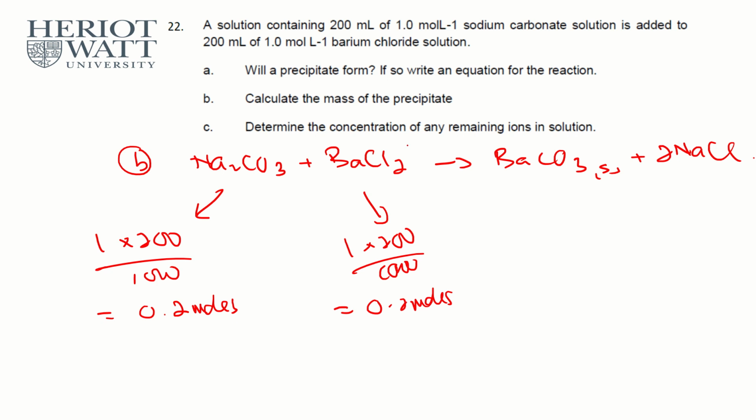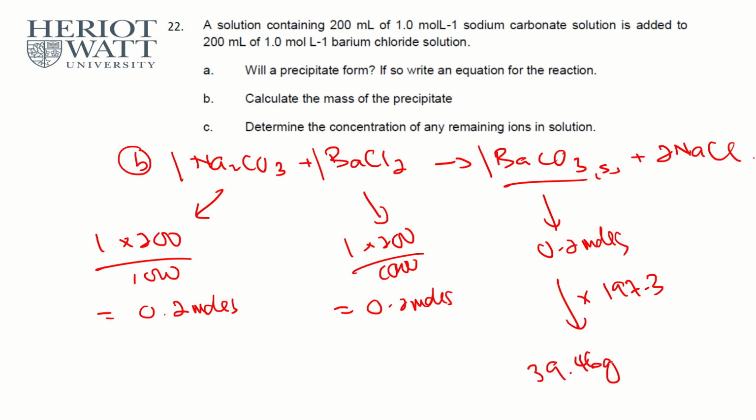All right. So in this case, what is the mass of the precipitate? 0.2, 0.2. The ratio is 1, 1, 1. So 0.2 mole as well. Right? And then you're going to multiply 0.2 mole with the molar mass of barium carbonate, which is 197.3. Please calculate, double check, and you will get 39.46 grams of the precipitate, which is barium carbonate. Okay, that's the answer for B. Make sense? All right.